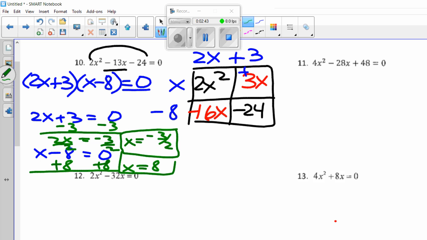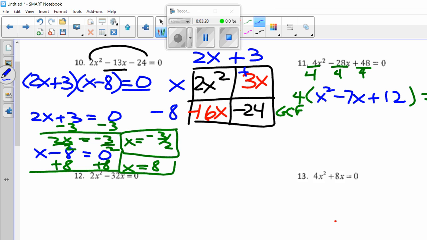All right, and then now for number 11, I've got a common factor, okay? Notice everything's even, right? All these numbers are even, so you know 2 goes into it. And then you could check for 4. Does 4 go into it? And yes, it does. Right, they're all divisible by 4. So I can divide out the 4. 4 is my GCF, my greatest common factor. And what's left is going to be x squared minus 7x plus 12.